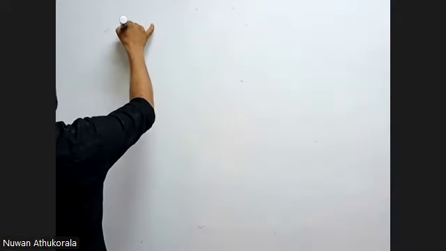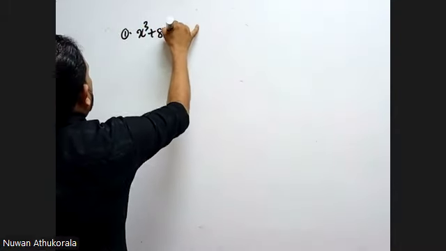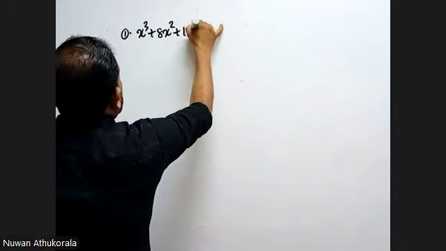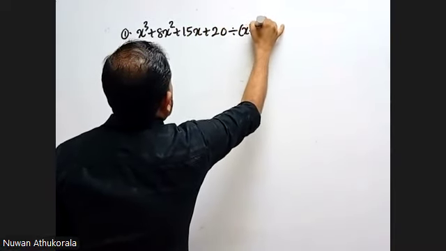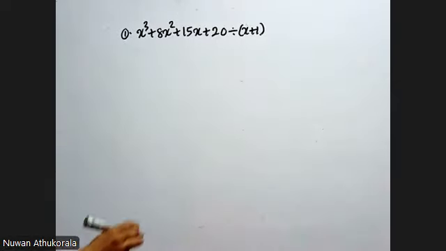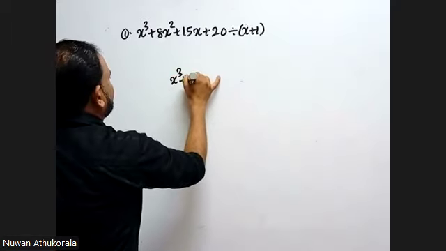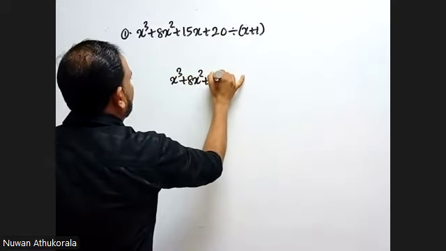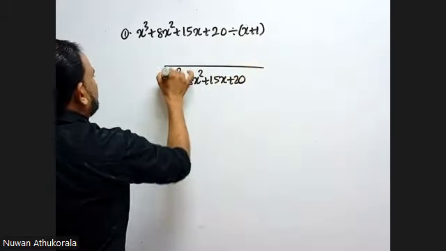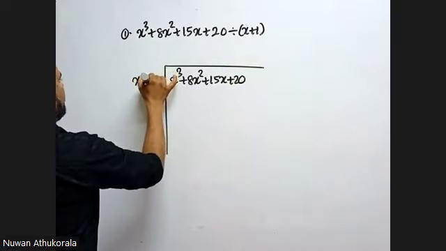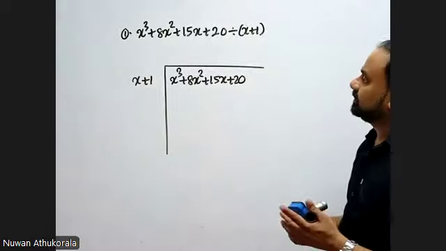Question number 1. x cube plus 8x squared plus 15x plus 20 divided by x plus 1. Dividend is x cube plus 8x squared plus 15x plus 20, divided by x plus 1. How to simplify this one?